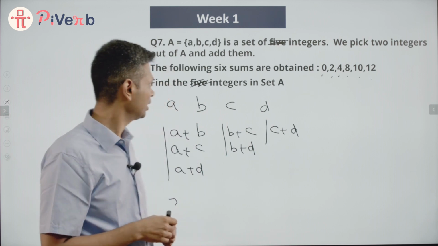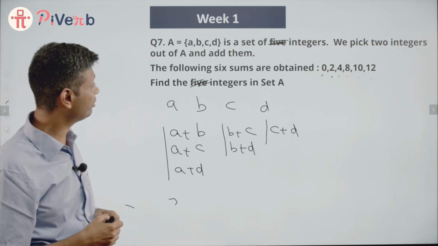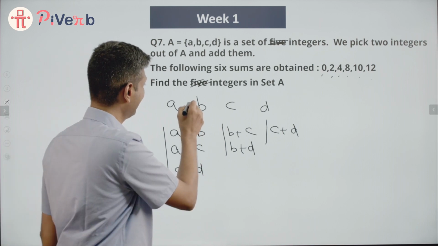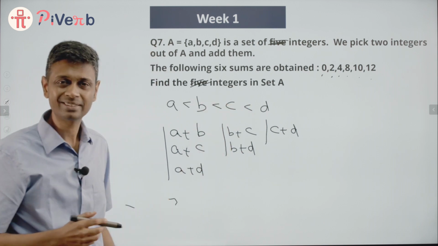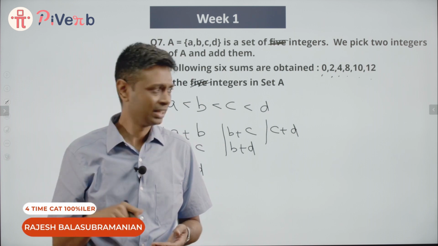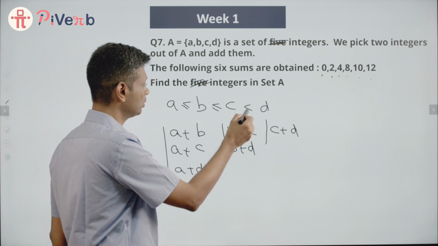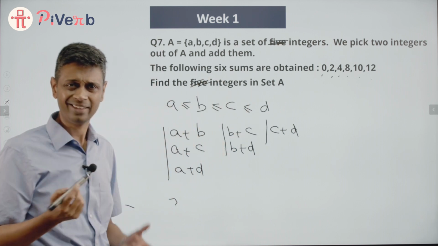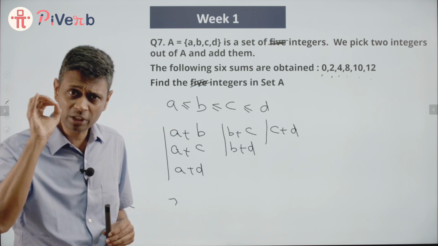Now I'm going to make a very simple, beautiful assumption here. I have set A, B, C, D. I'm going to assume A less than B, less than C, less than D. It's in some order. I'm going to assume in this order to simplify life for myself. I cannot say just less than; I have to say less than or equal to, because they could be equal. Right?